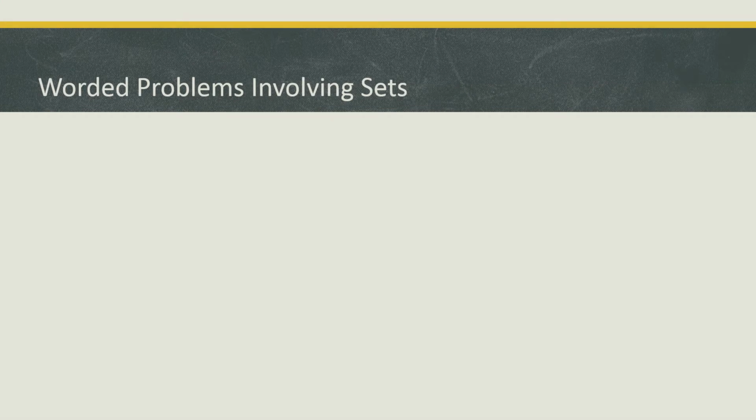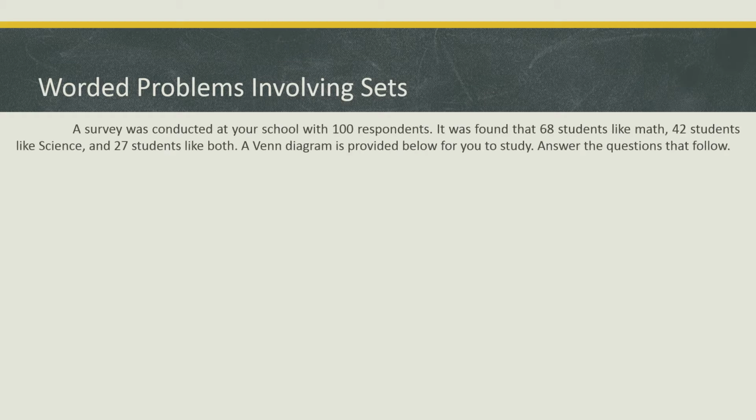In proceeding with this lesson, let's go directly with a problem, so that we can better understand how to solve a worded problem involving sets. Let's have this example first. A survey was conducted at your school with 100 respondents. It was found that 68 students like math, 42 students like science, and 27 students like both. A Venn diagram is provided below for you to study and answer the questions that follow.